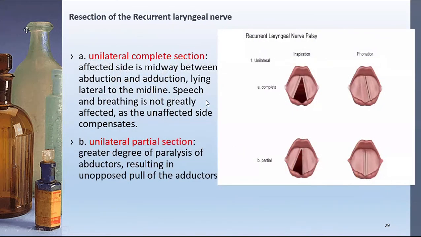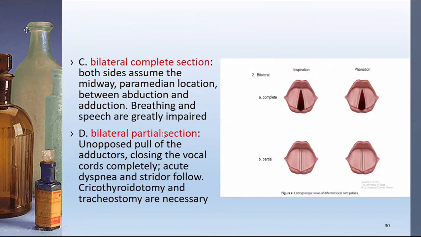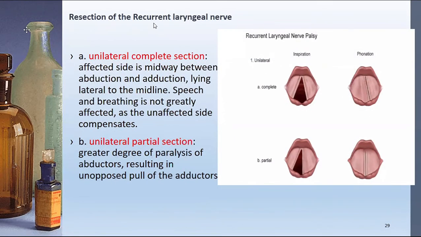Now, for problems arising from these nerves, from the larynx, no? First, when you have resection of the recurrent laryngeal nerve, you have unilateral complete, unilateral partial, bilateral complete, and bilateral partial. Now, for unilateral complete section, for example, let's just say that the affected area is the left side of the recurrent laryngeal nerve. The affected side is just midway between abduction and adduction. So midway, just lateral to the midline, ito siya.